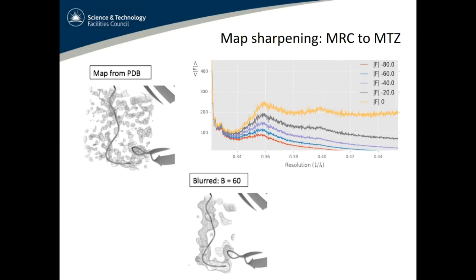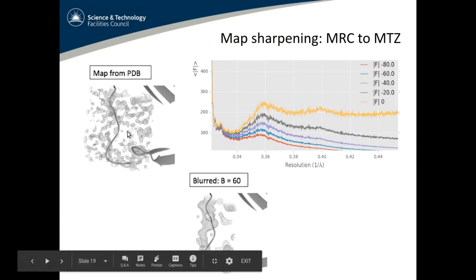This is named for the two file formats involved, so you're probably aware that many EM maps are in the MRC format, so that's 3D real space density. MTZ is a crystallographic format, so that's structure factors in reciprocal space. And that's what some of the CCP4 tools in particular like to work with.